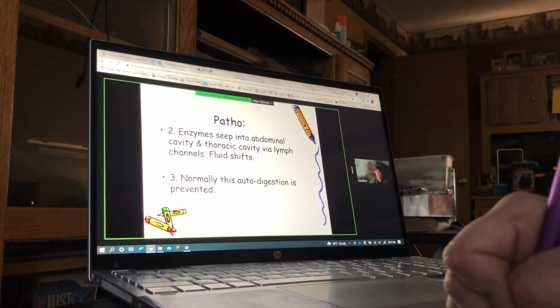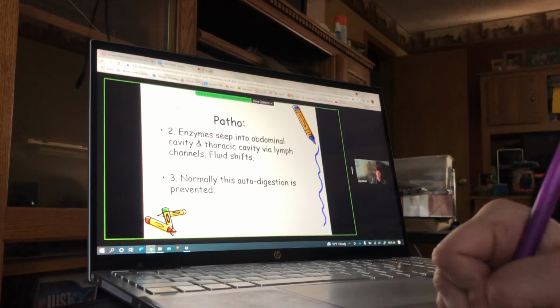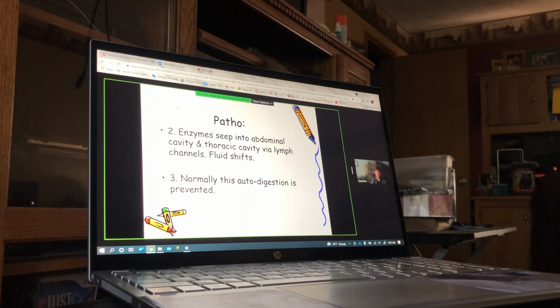Number 3 says that this autodigestion is normally prevented. We have inhibitors that are released. Unfortunately, as we talked about, due to the large volume of enzymes being produced, the inhibitors can't keep up with it. They were only meant to take care of a few stragglers that didn't make it out of the pancreatic ductwork into the small bowel, and then those inhibitors take care of those few stragglers. This is the whole system. It was never meant to take care of that large volume. So that's why we get a lot of symptoms when they have pancreatitis.